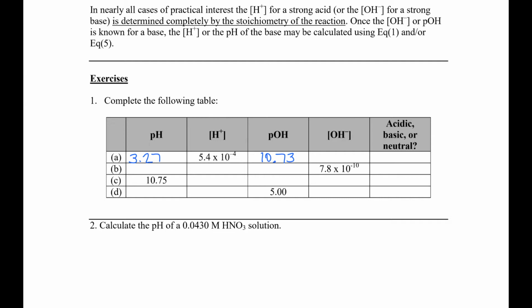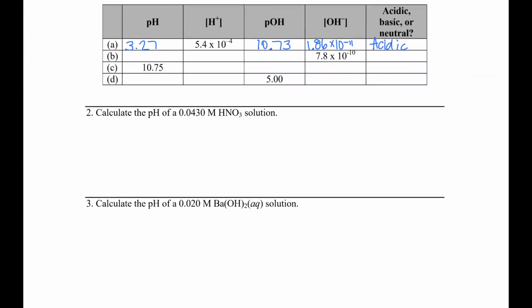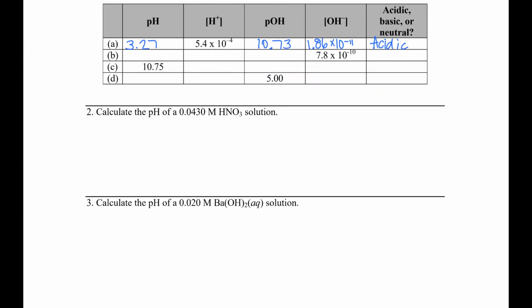When we're going the other direction to the concentration, that's when we use second log. And I get 1.86 times 10 to the negative 11. Okay, if you recall, when the pH is less than 7, it's an acid. So here, this is an acidic compound. Okay, we're going to move on.